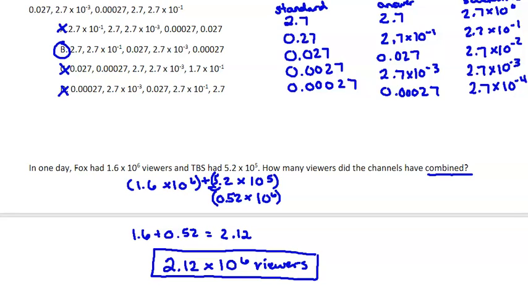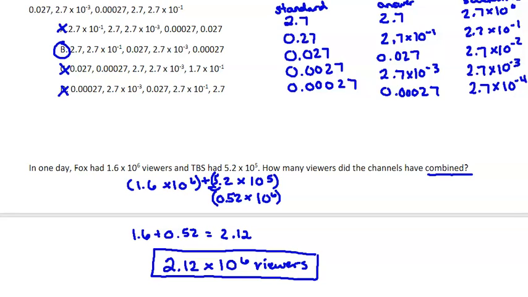It says, in one day, Fox had 1.6 times 10 to the 6th viewers, and TBS had 5.2 times 10 to the 5th viewers. How many viewers did the channels have combined? Now remember, combined means together, so that would be adding. Now in order to add, you need to have the same exponent. So I'm going to match this higher exponent of 6.